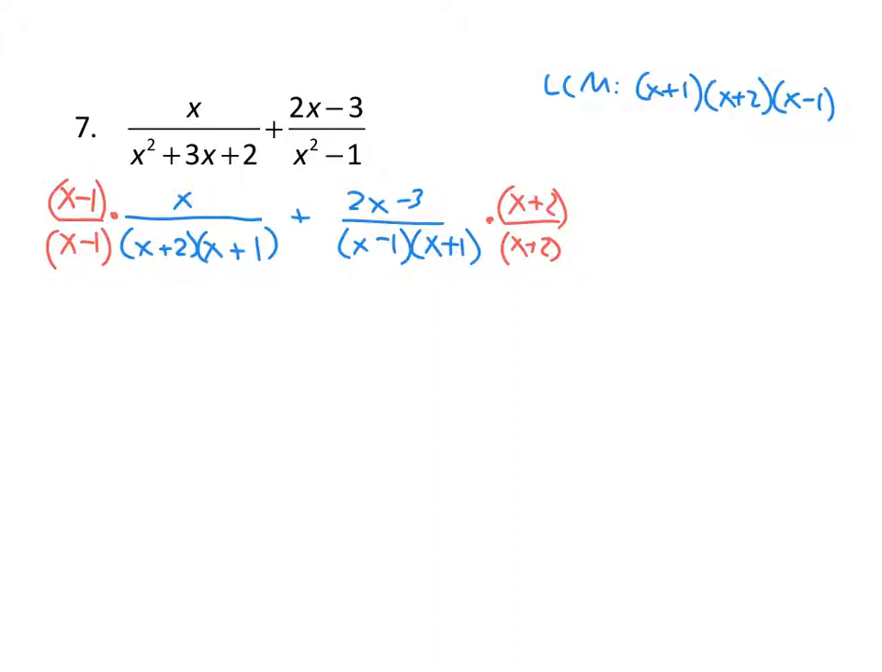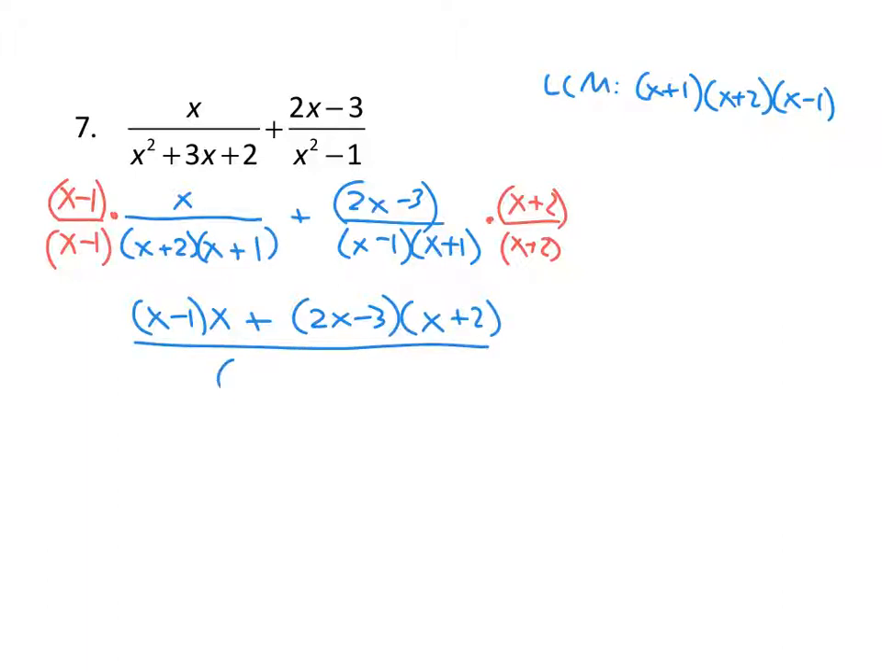And I'm going to combine these all into one fraction. So we end up with x minus 1 times x plus 2, minus 3, notice I put parentheses around that, times x plus 2, over x minus 1 times x plus 2 times x plus 1. Now, can I just cancel stuff like the x plus 2's? No, I cannot, because the top is not in factored form.